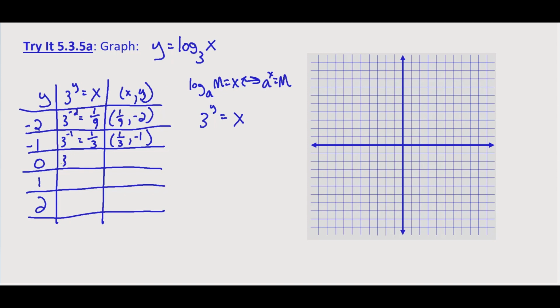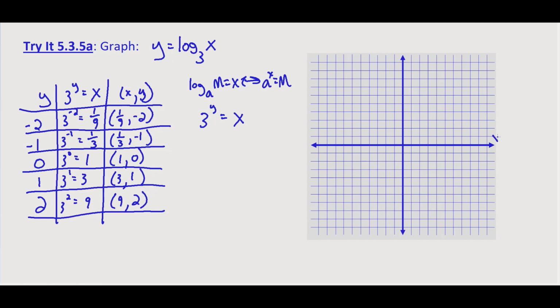When y equals 0, 3 to the 0 equals 1. So our point is going to be 1, 0. When y equals 1, 3 to the 1 equals 3. So that's x. So our point is going to be 3, 1. And when y equals 2, 3 squared equals 9. So our point is going to be 9, 2.